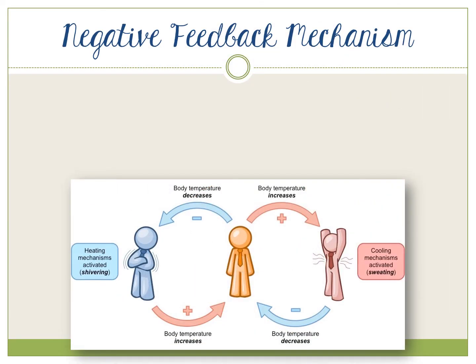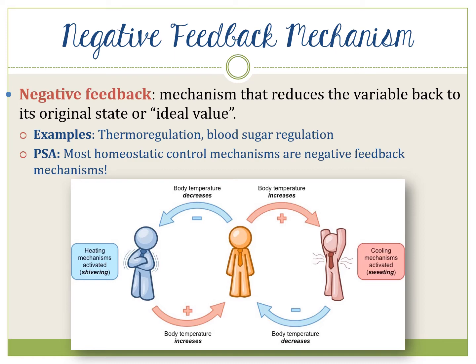When it comes to maintaining homeostasis, there are two types of feedback mechanisms that can come into play. So one or the other. And the first one I want to talk through is negative feedback. Sometimes these are also referred to as feedback loops, but I've got them here referred to as feedback mechanisms. So in a negative feedback mechanism or loop, we have a reduction of the variable back to its original state or ideal value.